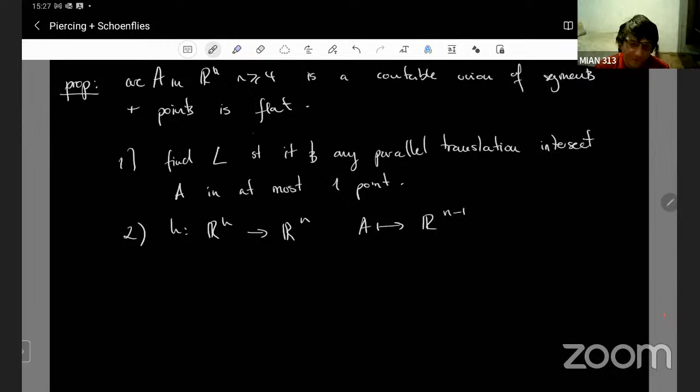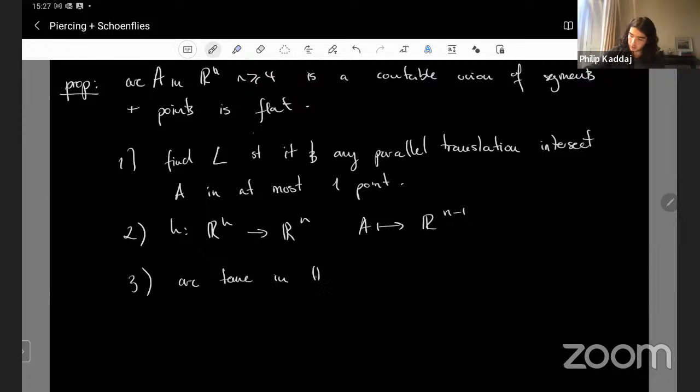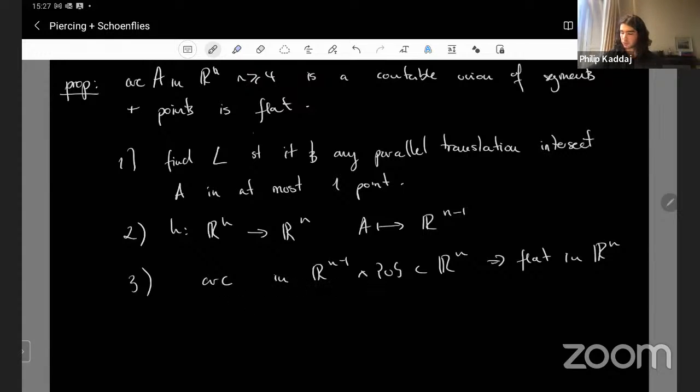So, we can see how if we find L, then H will just be projecting each point along this line so that it lies in the hyperplane. And then 3 is that an arc that is tame in Rn minus 1, viewed as a subset of Rn, is flat in Rn. So an arc in Rn minus 1 is always flat in Rn.